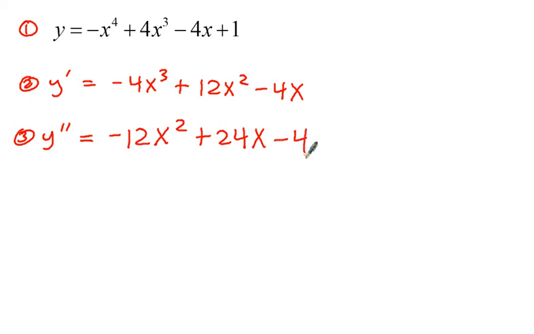Okay, have I done this math correctly? Let me check my work. Negative 4x cubed plus 12x squared minus 4. Whoops, I have not done this correctly. Minus 4, and then that part dropped out. Okay, so I've corrected my work.